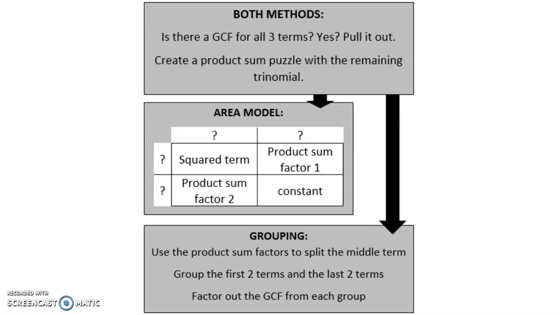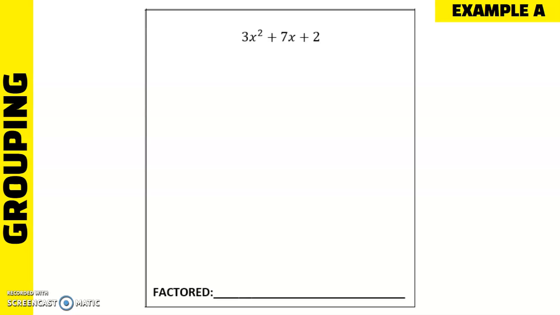Grouping, we're going to use that to split our middle term, and then we're going to group the first two terms and the last two terms, and we factor a GCF out of there, and it's just factor, factor, factor, kind of, with the grouping method. Okay, so here it goes. Let's look at the grouping method, factoring trinomials. So 3x squared plus 7x plus 2.